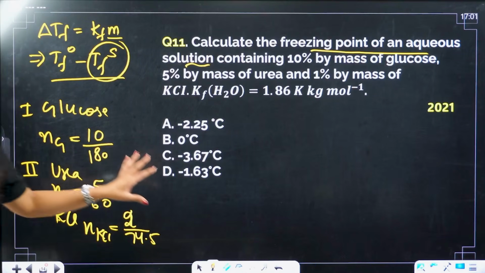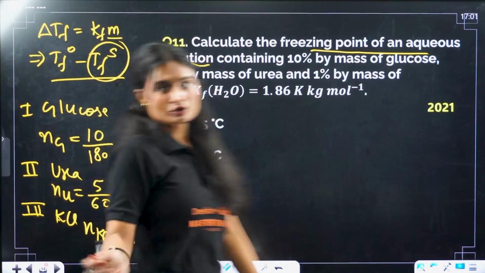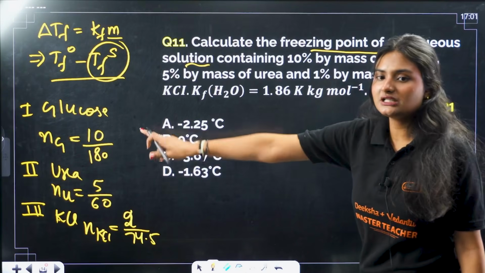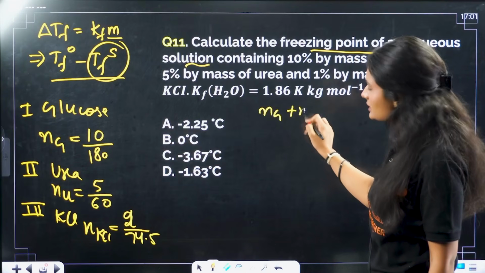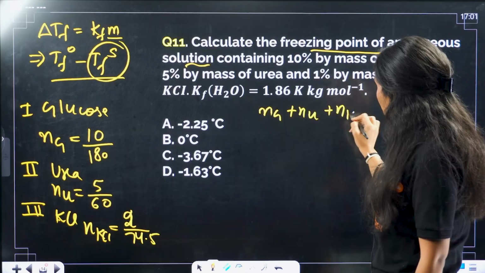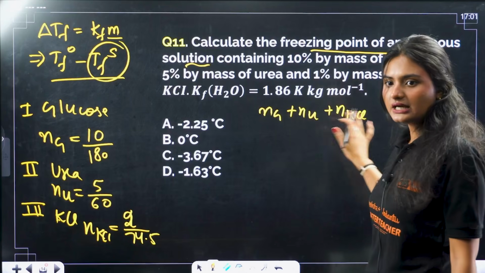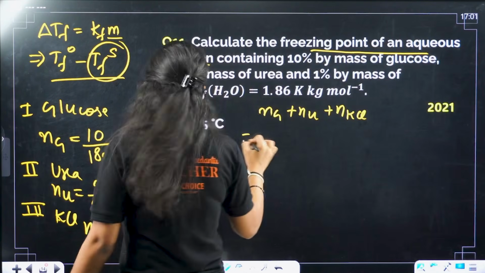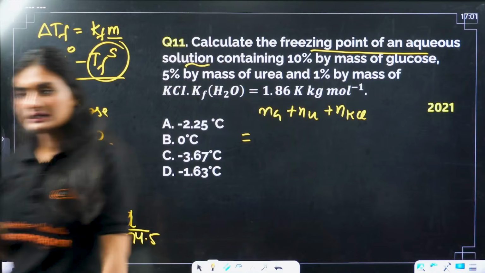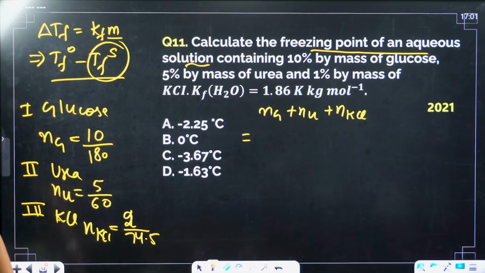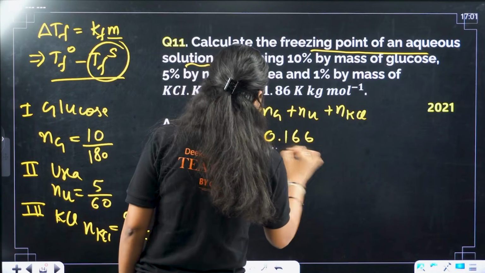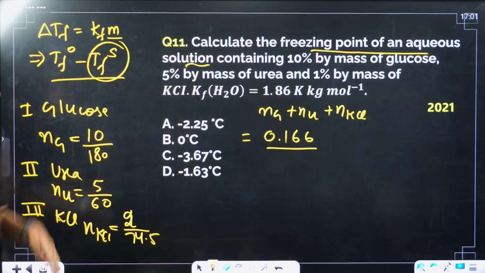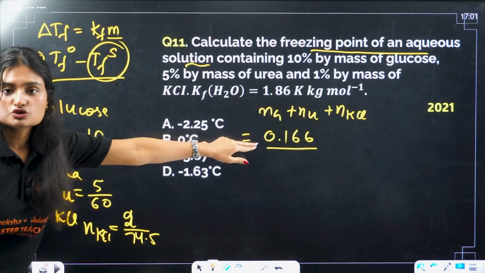Now, how much will be the total number of moles of all these solutes? I'll just combine them: Ng plus Nu plus NKCl. Glucose, urea and KCl. I don't want to write it again. The answer will be 0.166. I calculated it. Now this is the total number of moles.